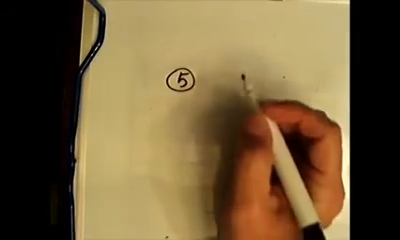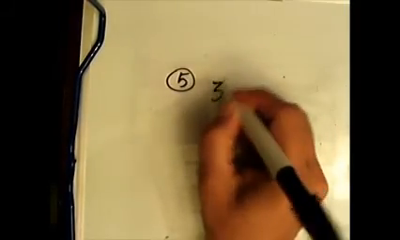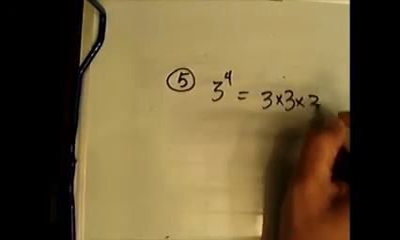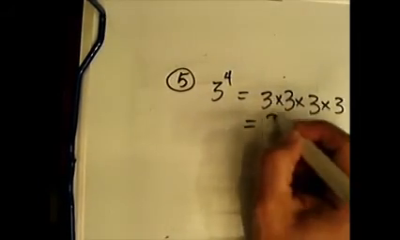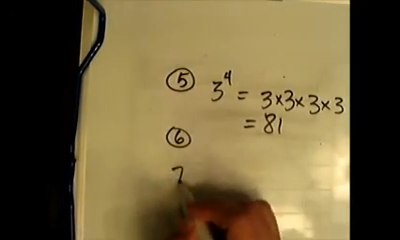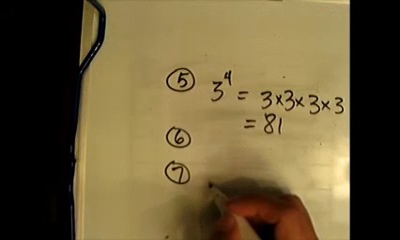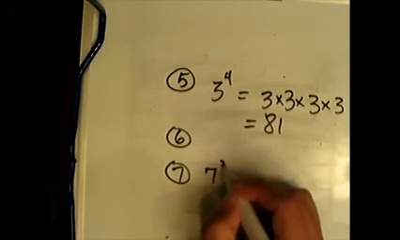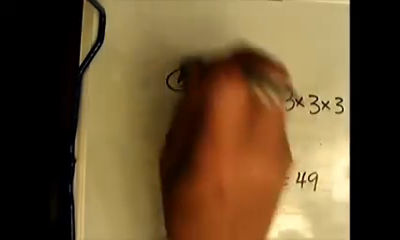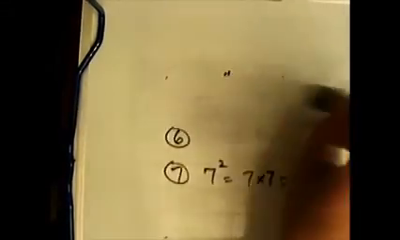Number 5. You have 3 to the 4th power. We just did that. 3 to the 4th power is 3 times 3 times 3 times 3, which is 81. Skip a space, you do number 6. Number 7, we have 7 squared. That is 7 times 7, which is 49. Alright, skip a space, you do number 8, and I'll do number 9.